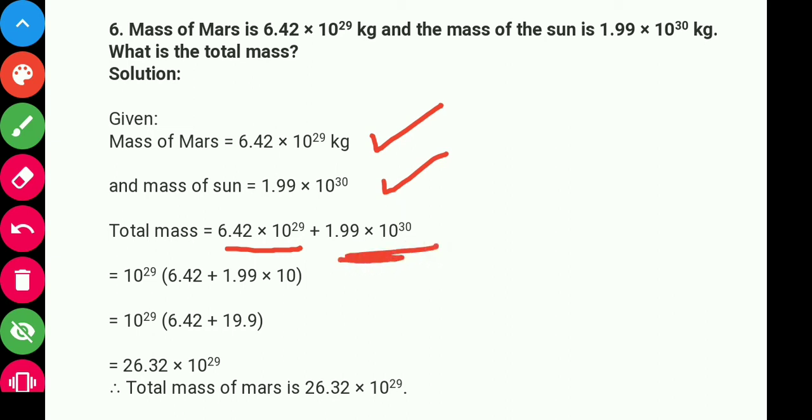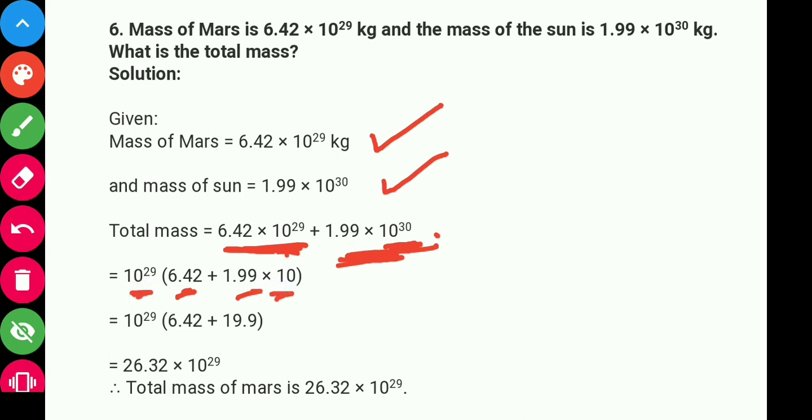Okay, so when you want to add numbers which are in standard form, you have to take out the common power of 10. So here 10 to the power 29, here 10 to the power 30. So 10 to the power 29 will be common in both terms. So 10 to the power 29 is taken common. Here only 6.42 will remain, and here 1.99 into 10 to the power 30 it was. Since you have taken out 10 to the power 29, 10 remains here.